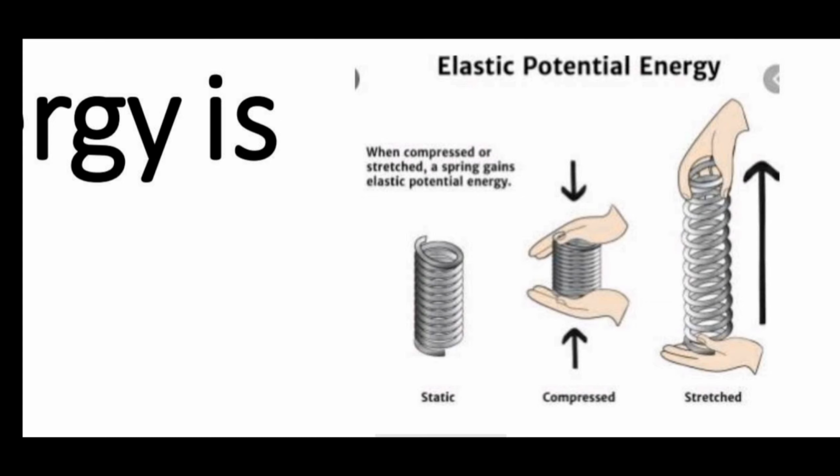Here the spring is static in the first spring, which means it is normal. After we compress it, meaning we do work on that spring, it gets elastic potential energy. If we do work on any object, it gets energy. Here in this case it is elastic potential energy, and that energy is released when the spring is stretched.